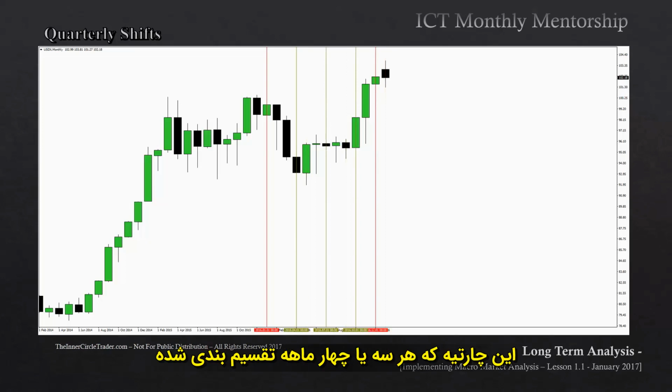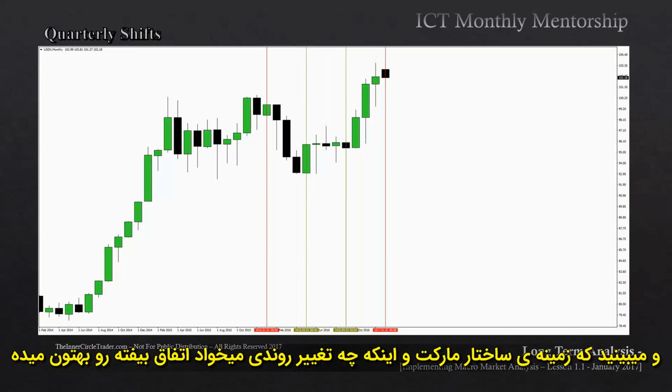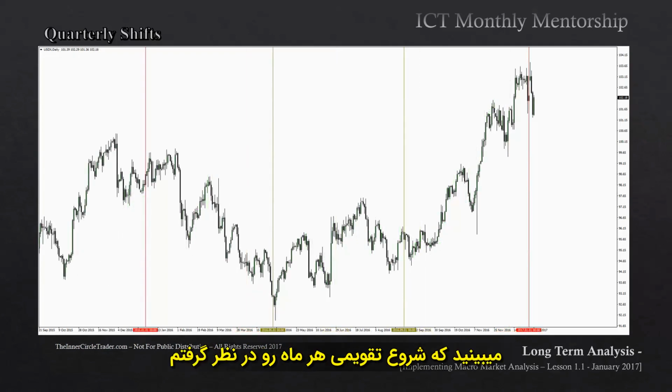This is your chart divided up on every 3 months and every 4 months, and you can still see it gives you a really good context of where the market structure is and what market shift should take place next. This is that same dollar index viewed on a weekly time frame, and we're looking at every 4 months for quarterly shifts, and we're going to drop down into a daily chart.